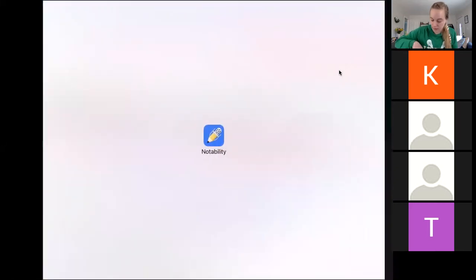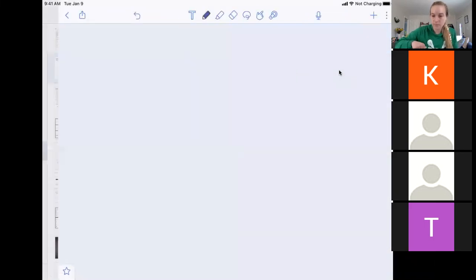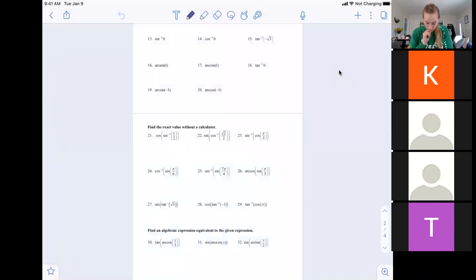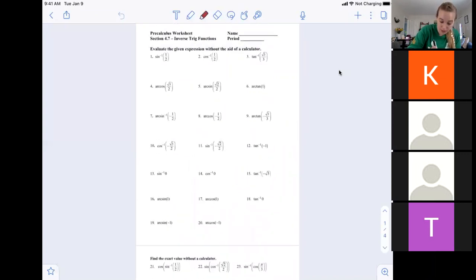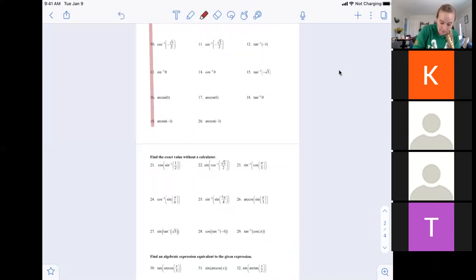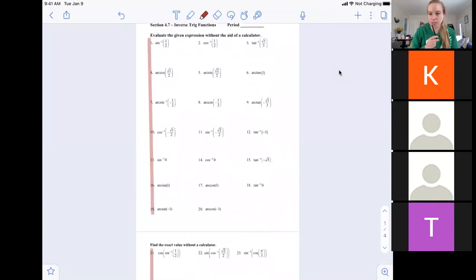I do not need my calculator anymore. You can use your unit circle for this. The hard part here is there's just no work you can show. You're just kind of using your unit circle. So we're going to try and do this first column on the first side and then 3 on the back, and try and jump through those pretty quick. Anybody have any questions or need me to slow down?